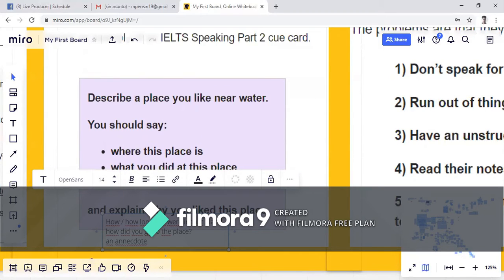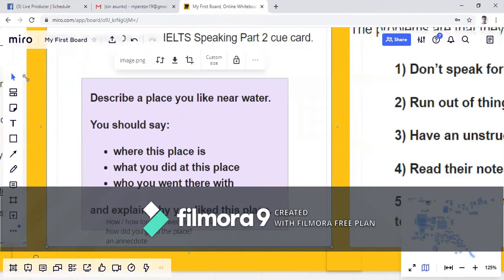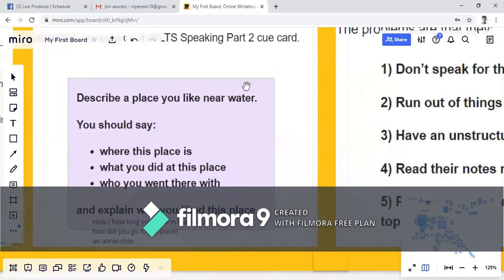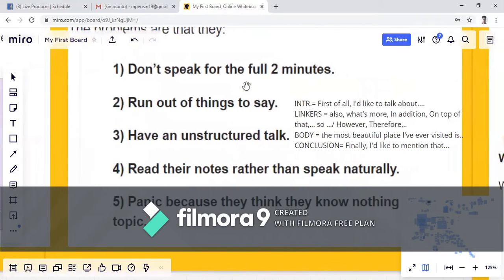Remember, the examiner wants to listen to your speech. If what you said is true or false, it's okay. They don't want to know the truth. They just want you to communicate your ideas. So you can invent if it is necessary. All right. So those are the tips to avoid not speaking for the full 2 minutes.